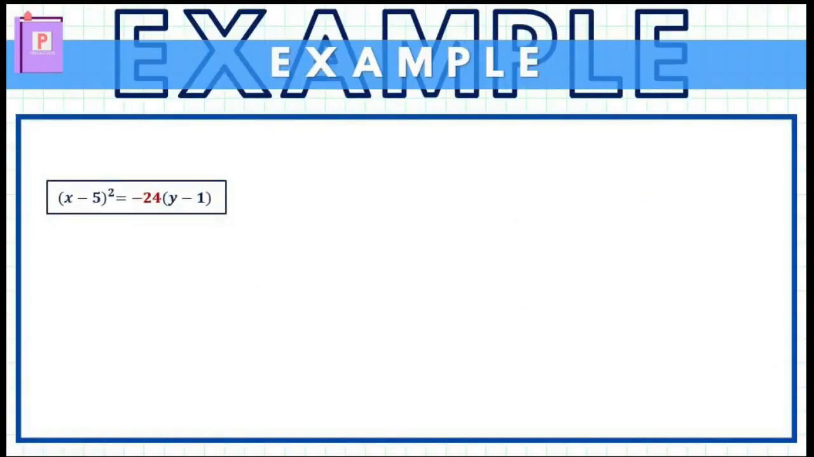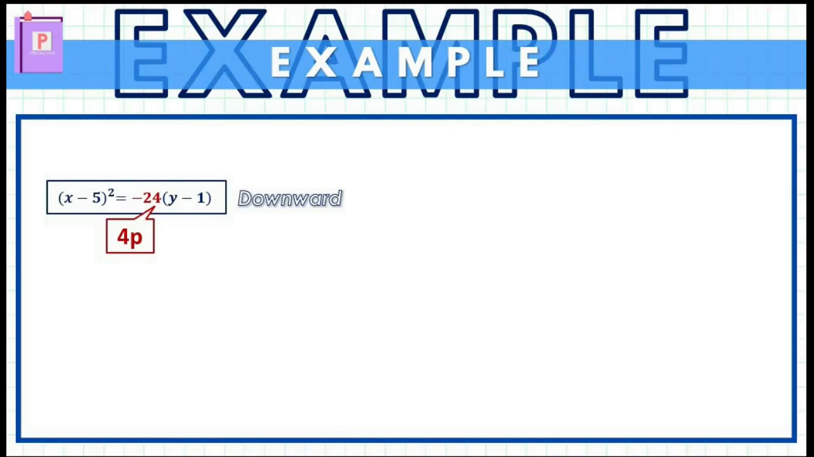Example number 1, we have the quantity x minus 5 squared equals negative 24 times y minus 1. Now, the one highlighted in red font is 4p. So, a while ago, it was represented in mathematical notation as 4p or negative 4p. But this time, it is now a multiplier to y minus 1. So, 4p is negative 24. This is a parabola that opens downward because 4p is negative.